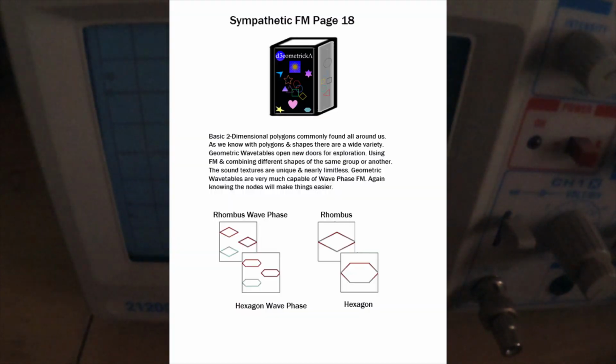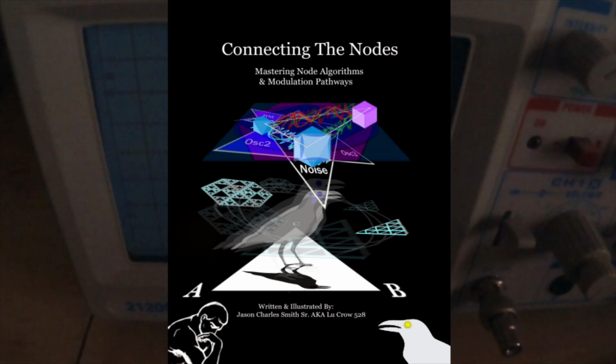So we'll jump to page 18 to give you a quick example, and then we'll close this out. Let's jump to connecting the nodes. Look at the title: Mastering Node Algorithms and Modulation Pathways. This book is just number heavy and picture heavy. And again, it's for the grown adult and or the kindergarten child to understand.